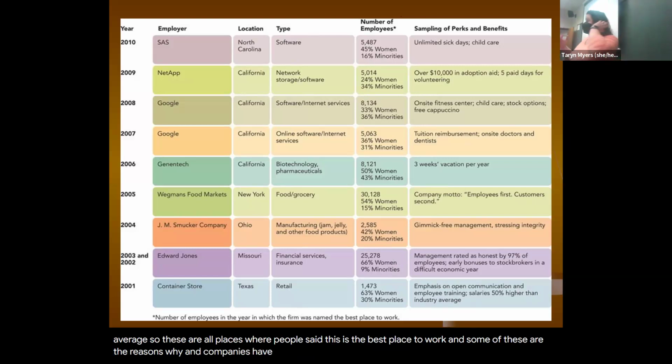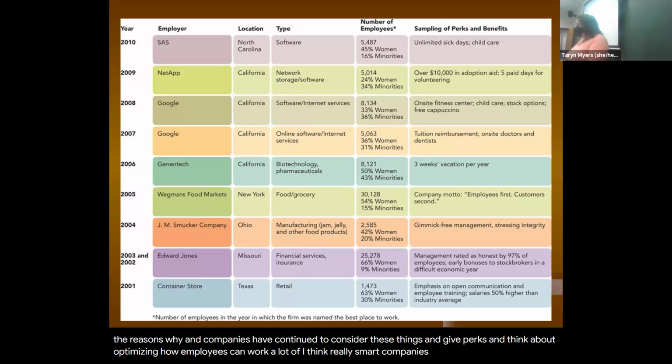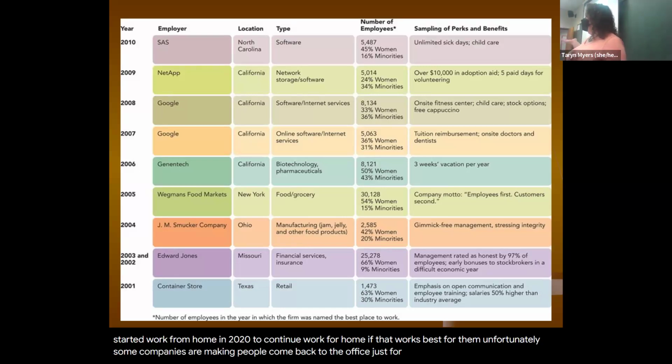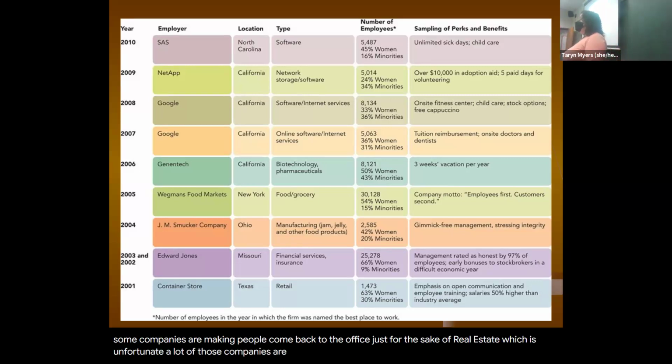And companies have continued to consider these things and give perks and think about optimizing how employees can work. A lot of, I think, really smart companies have allowed employees who started work from home in 2020 to continue working from home if that works best for them. Unfortunately, some companies are making people come back to the office just for the sake of real estate, which is unfortunate. A lot of those companies are losing employees because they're going to places where they can still work from home, right?